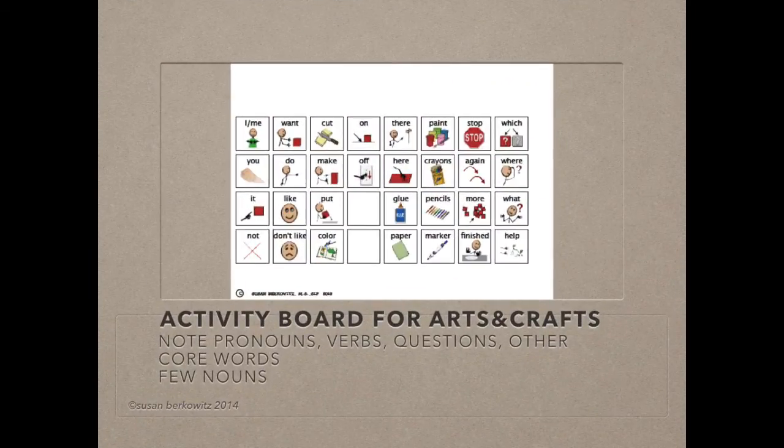This is a generic board for reading interactions. These core words are relevant for this activity, and with only 20 spaces, we want to make sure to maximize the use of each and every word on the board. You can see that there are no nouns, but still sufficient vocabulary to interact with in a book reading.